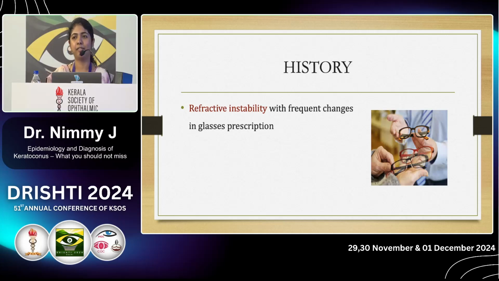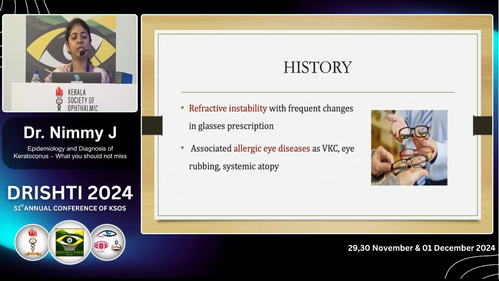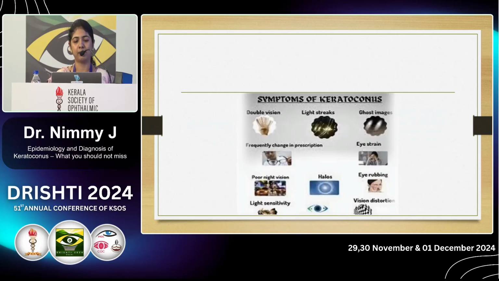That is, there is a refractive instability. There are also associated allergic eye diseases like VKC, eye rubbing, and systemic atopy. Family history is also important to identify forme fruste keratoconus or keratoconus suspect. Other symptoms include seeing ghost images, difficulty looking towards light, eye strain, halos, etc.